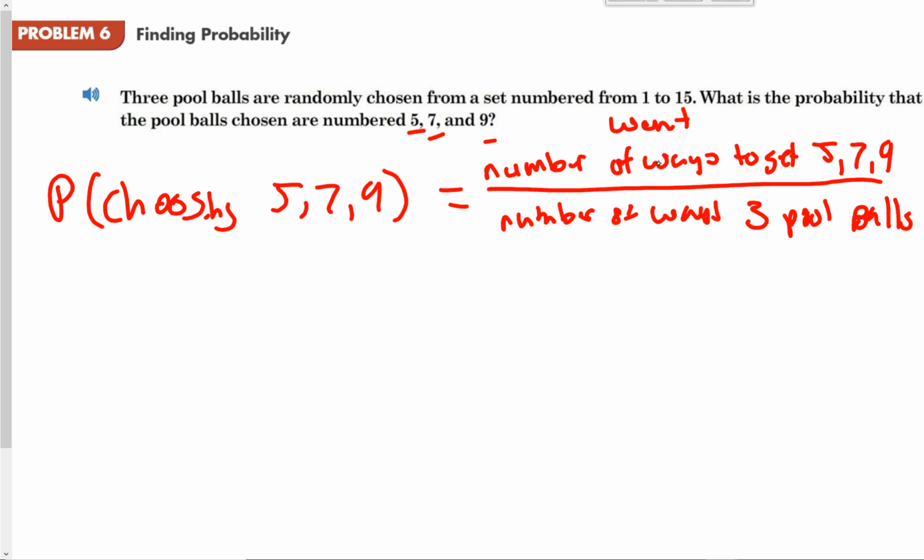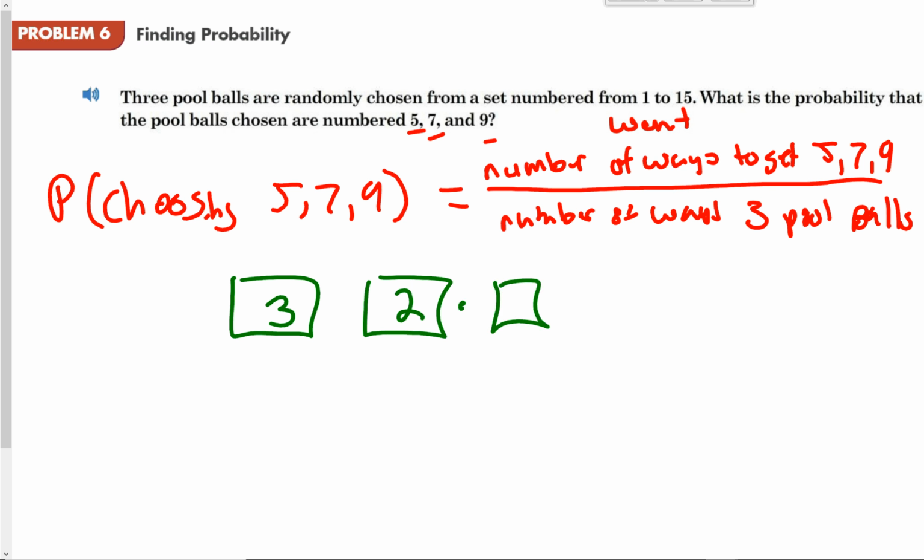Okay, so to find the number of ways of choosing 5, 7, and 9, we use the fundamental counting principle. When we're choosing 5, 7, and 9, we have 3 choices, right? 5, 7, or 9. So for the first ball, I have 3 choices. For the second ball, I only have 2, because if I choose 5 first, then I only have 2 left. And then I only have 1 left. So the fundamental counting principle is just 3 times 2 times 1, or 3 factorial. So our numerator is just 6.